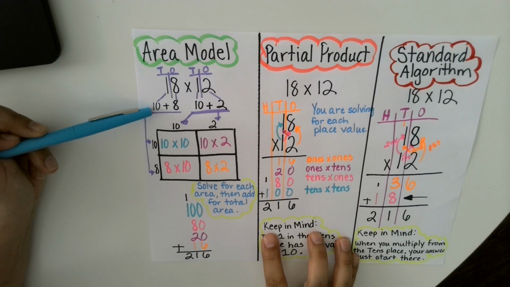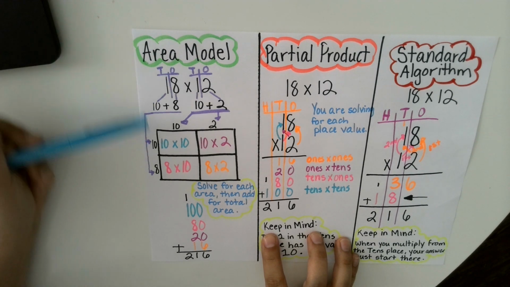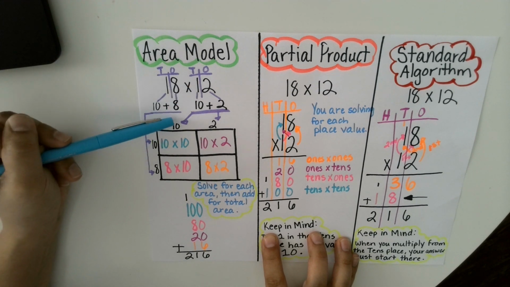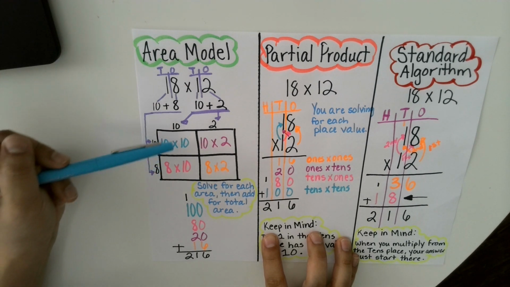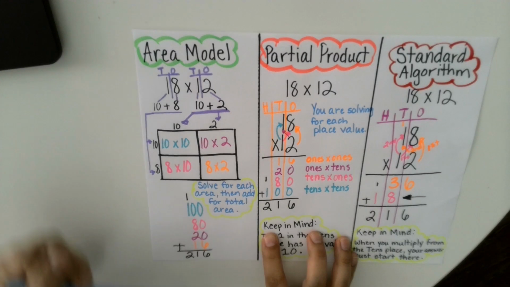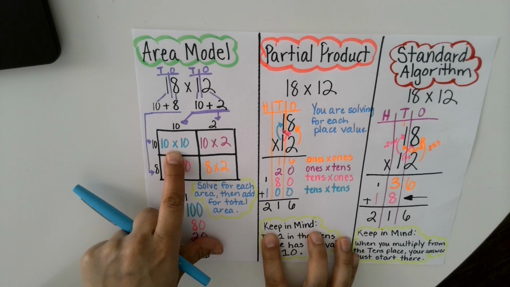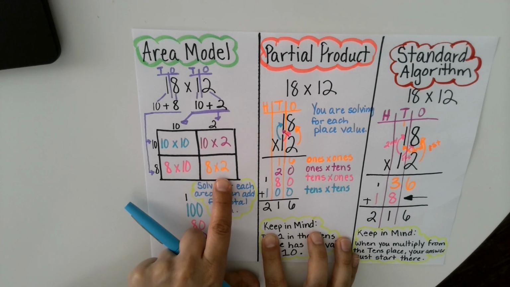Once we pull out our tens and ones, we go ahead and place them on our area model. On the left side, here's 10 and 8. Over here, 10 and 2. And what we're doing is solving for each individual area. So here I have 10 times 10, 8 times 10, 10 times 2, 8 times 2.